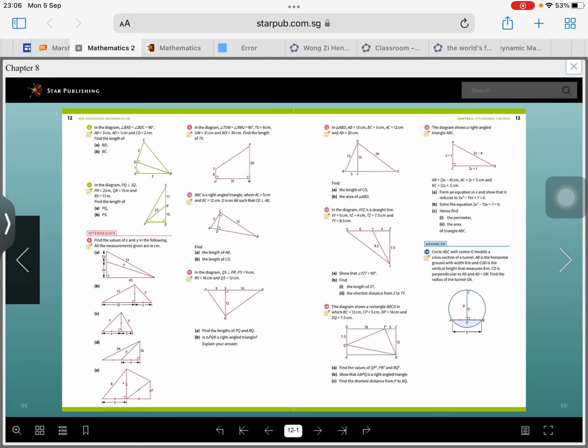Okay, hello everyone. So now we'll be going through some of the homework questions for the converse of Pythagoras theorem. We are looking at 4 questions from exercise 8.1 that I've given you: Question 11, 12, 13, and 21. So let's start off with question 11.